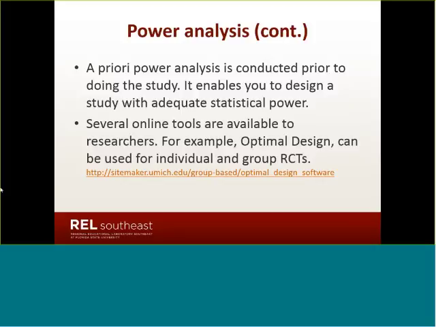Several of the links take you to webinars on these topics, and then the WWC handbook, and then also, as I mentioned at the beginning, the DIR resource that explains a lot of these things in depth.